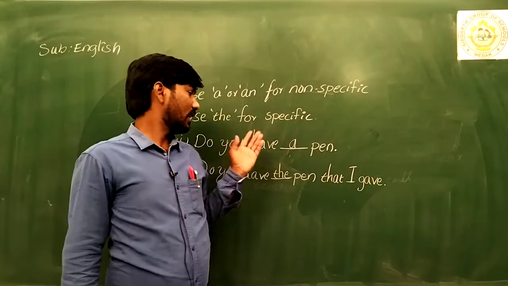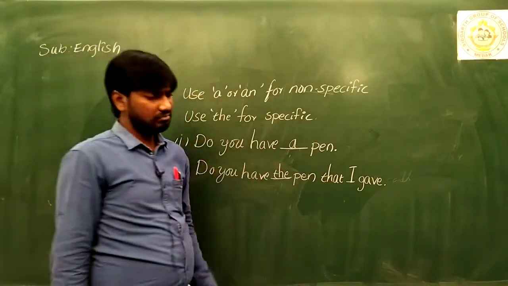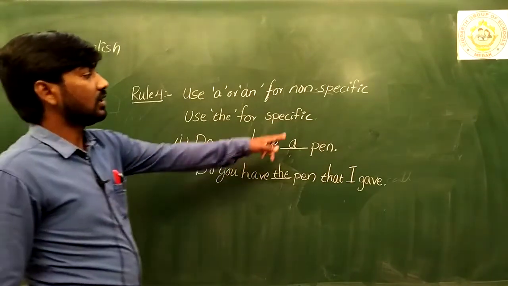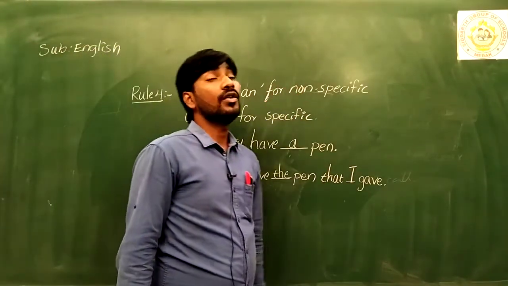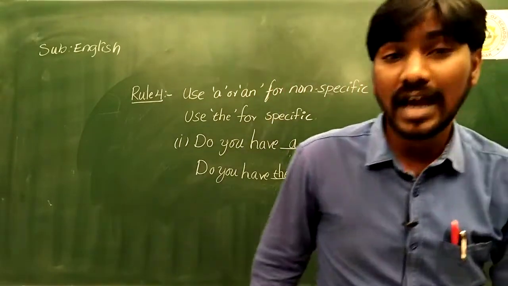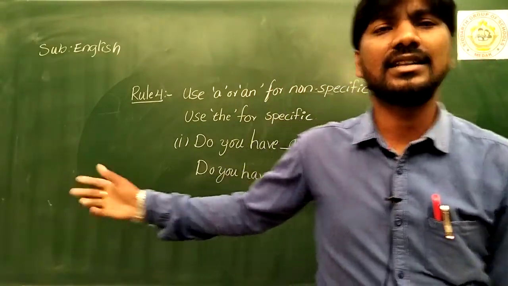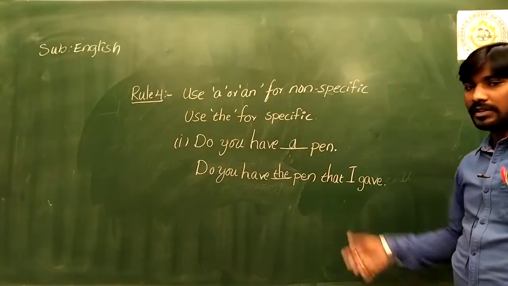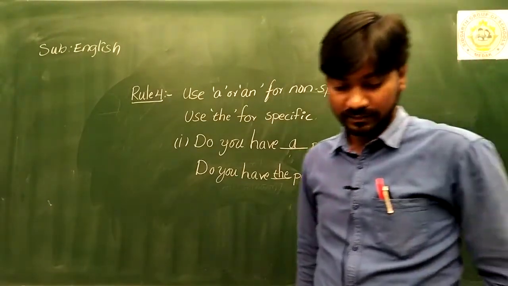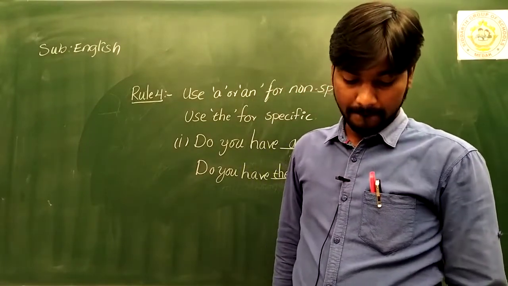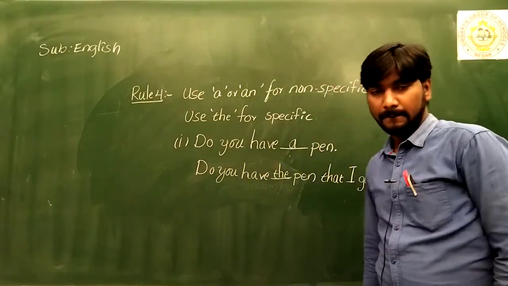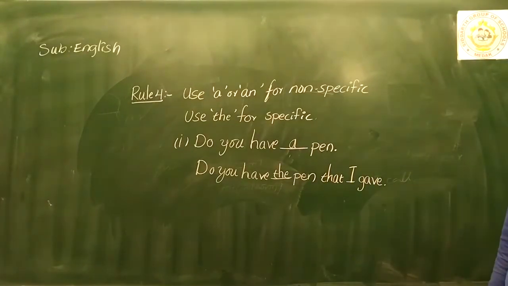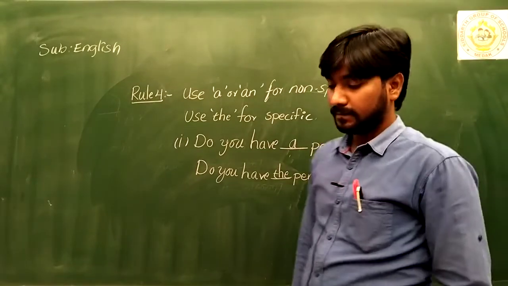So again, the first one means, do you have a pen? Any pen? There was no specified one. So we use a or an for non-specified things, and we use the definite article the for specified things. So the first example, please copy this, and I will give multiple examples.